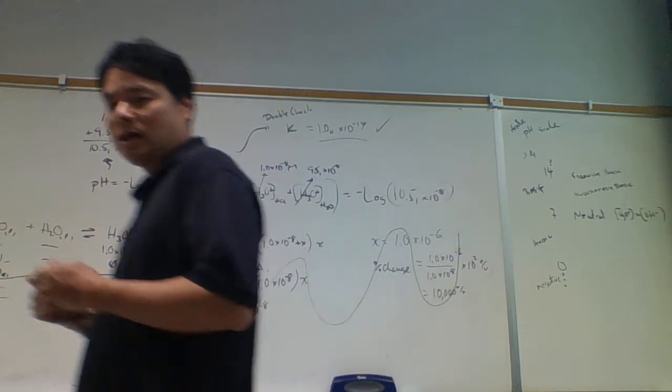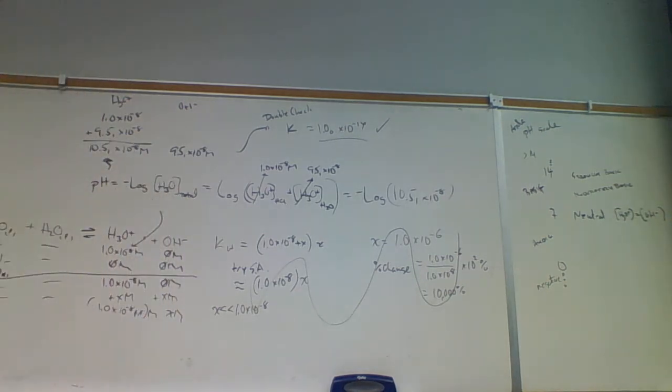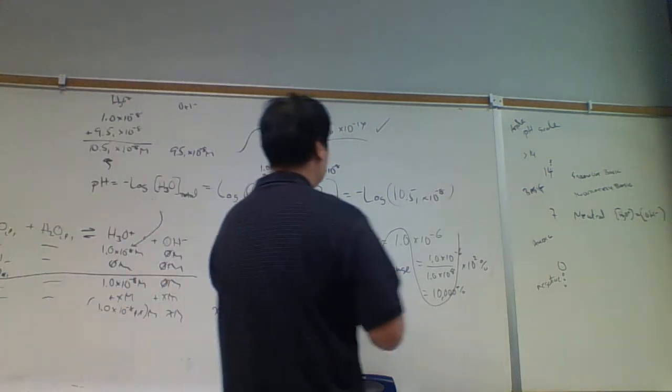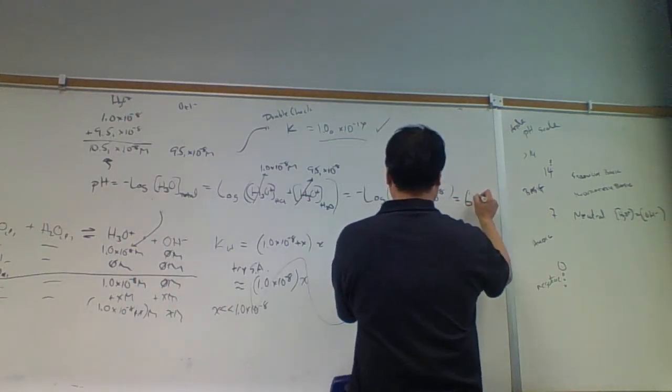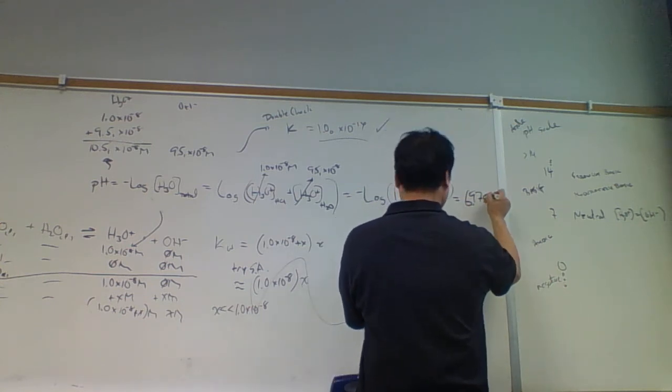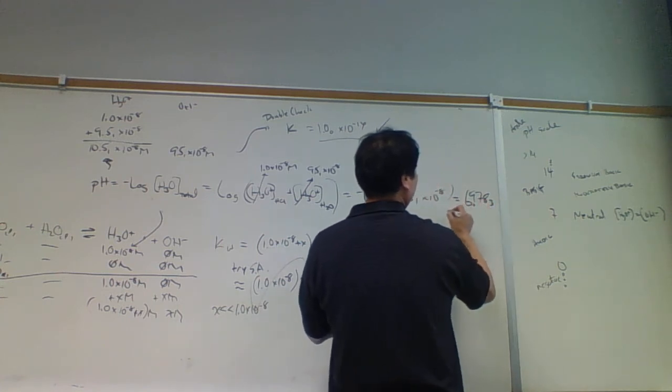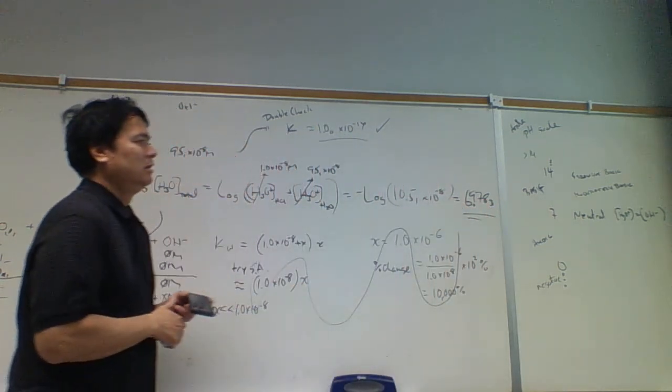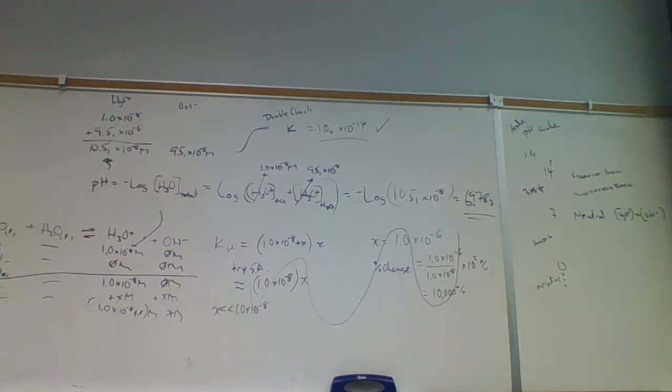And so let's figure out what that comes out to, the negative log base 10 of 10.51 times 10 to the minus 8. And I get a pH of 6.97. I'm allowed 3 sig figs, so 6.978 pH. Is that acidic or basic?